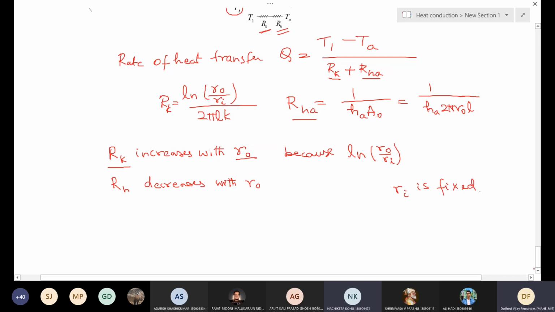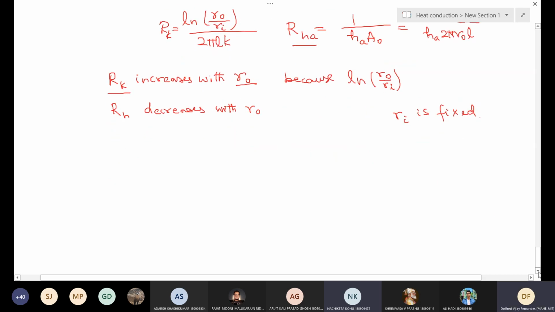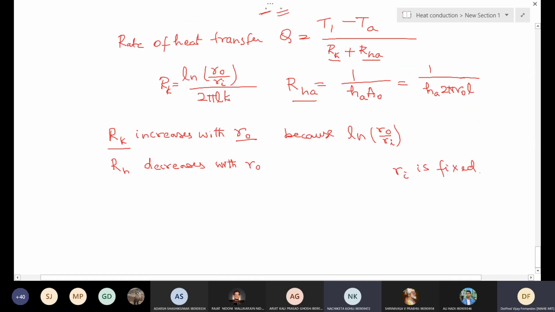And sir, how do we decide which one is faster? Yes, that depends on the constants K and H. You can see that other things are all geometric things. Ri will be fixed, K and H will decide that. So we will find out that.